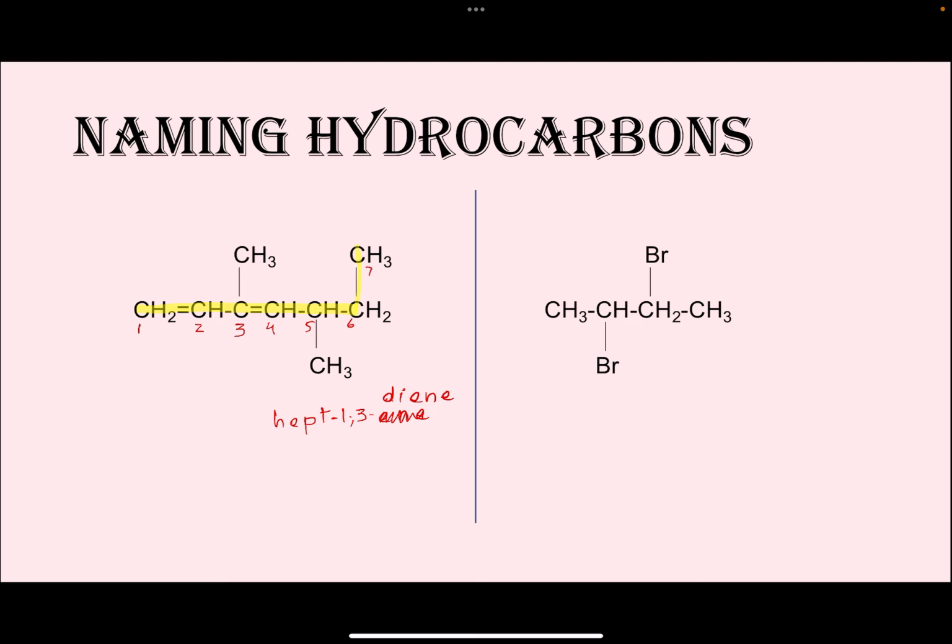Now we are left with the branches. We still need to put the location of the branches. I see one branch at carbon number 3, one at carbon number 5. This one is a methyl. This one is also a methyl. So that's going to be dimethyl. And then we put the location, which as we just said is going to be 3, 5, dash.